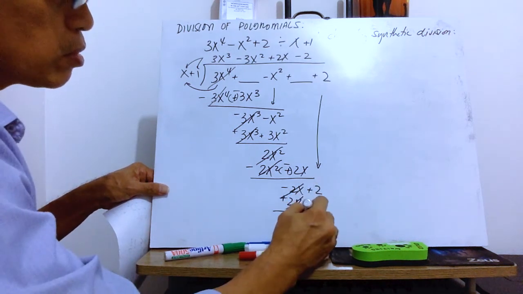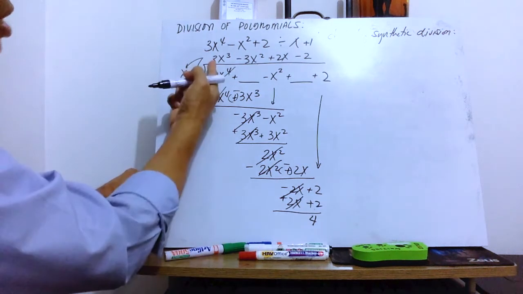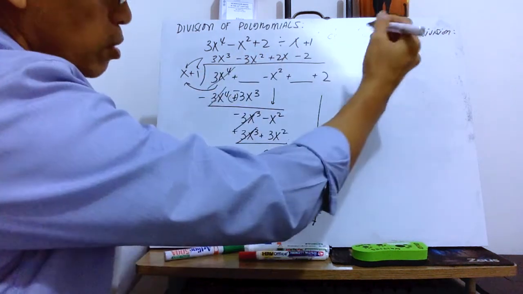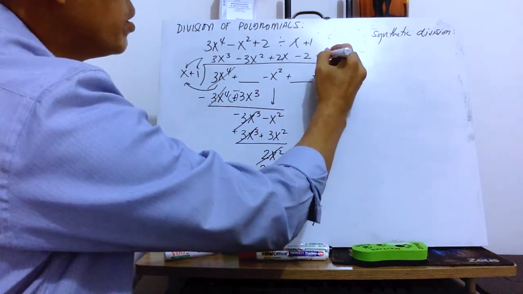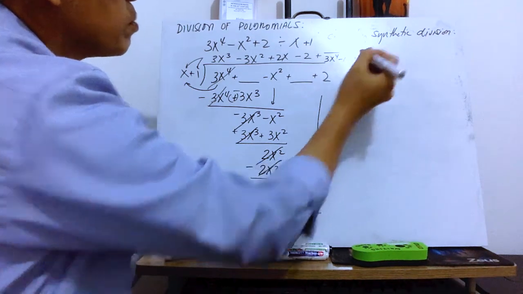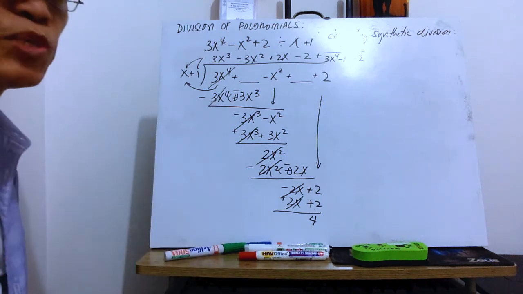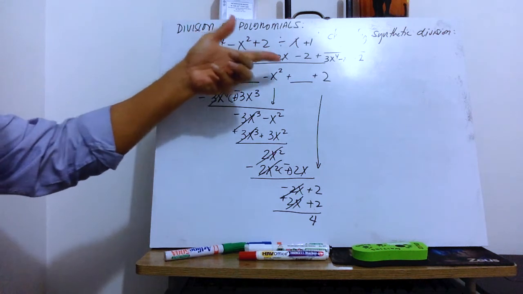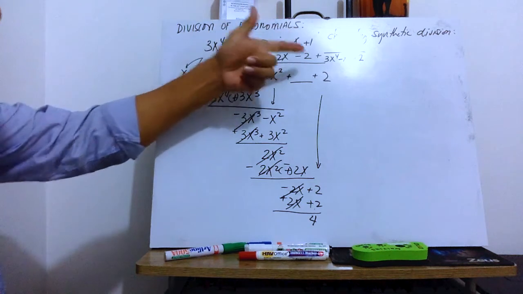All right. So the answer there is 3x cubed minus 3x squared plus 2x minus 2, plus 4 all over 3x to the fourth minus x squared plus 2. That's how you write it properly. Now, in some cases, teachers will allow you to say 3x cubed minus 3x squared plus 2x minus 2, remainder 4. But some teachers will require you to do this.